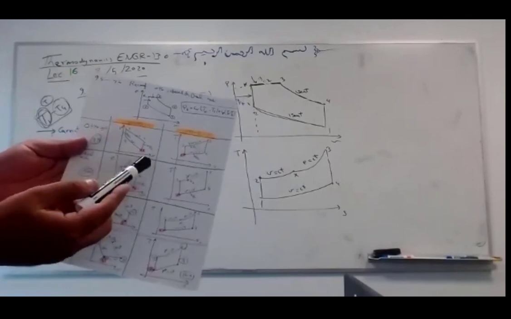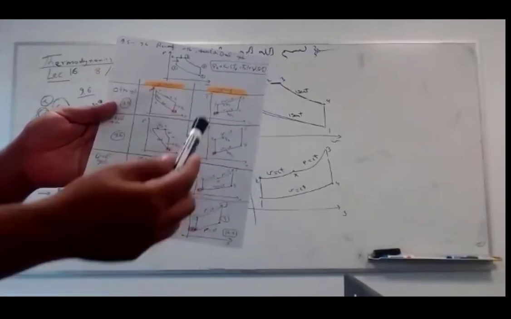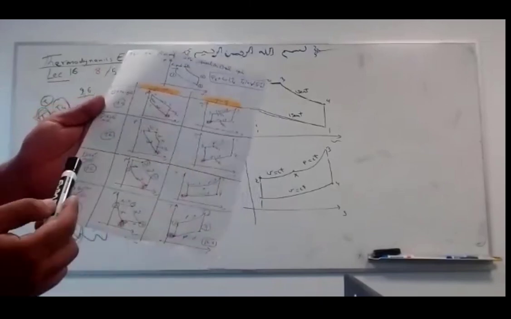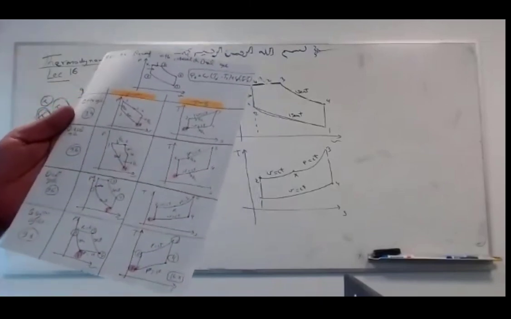We start with the PV diagrams: Otto, Diesel, Dual, and even Brayton. Brayton is in the coming lecture. We're going to discuss it in detail in the coming lecture.